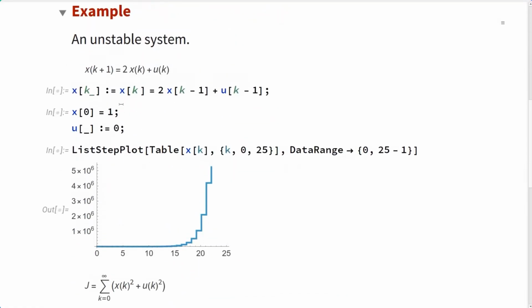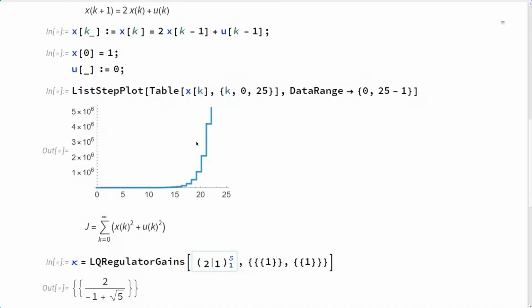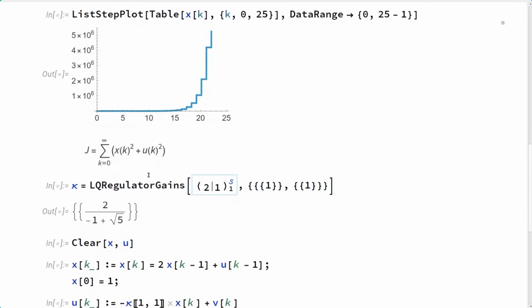Here I have an unstable system: x_{k+1} = 2x_k + u_k. I start with the initial value 1 and simulate it, and of course, it blows up. Now I specify a cost function, which is just x_k squared plus u_k squared for an infinite horizon, and I'm trying to get the control input u that will minimize that.